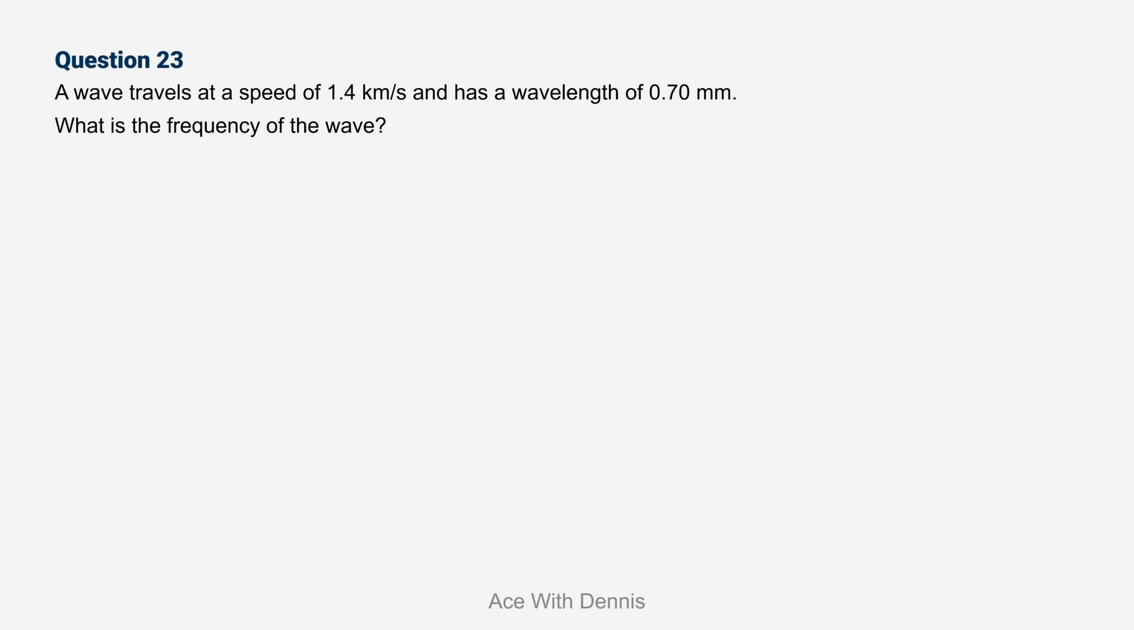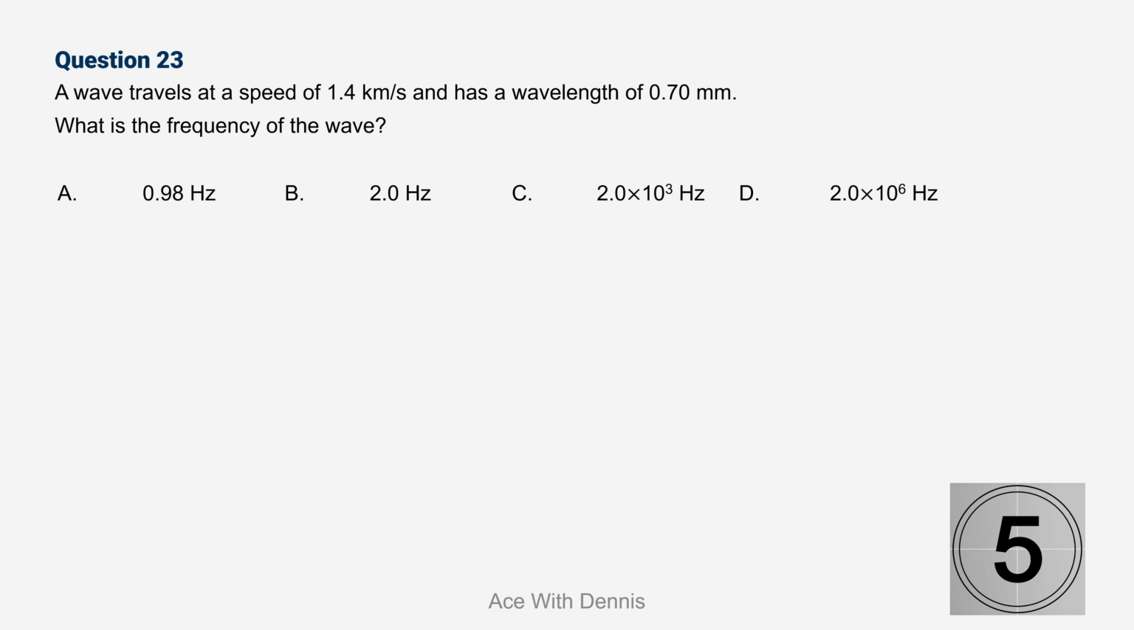Question 23. A wave travels at a speed of 1.4 kilometers per second and has a wavelength of 0.70 mm. What is the frequency of the wave? A, 0.98 Hz; B, 2.0 Hz; C, 2.0 times 10 to the power 3 Hz; or D, 2.0 times 10 to the power 6 Hz. The answer is D, 2.0 times 10 to the power 6 Hz.